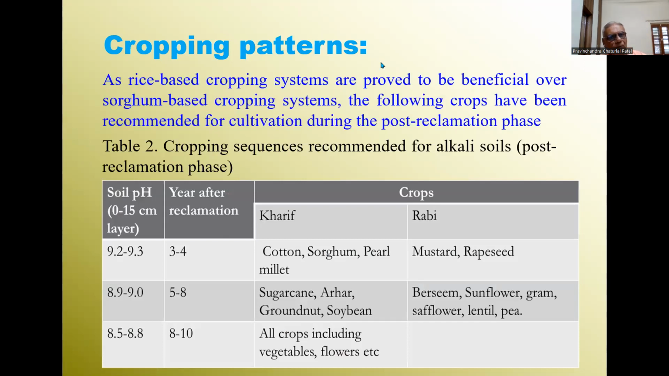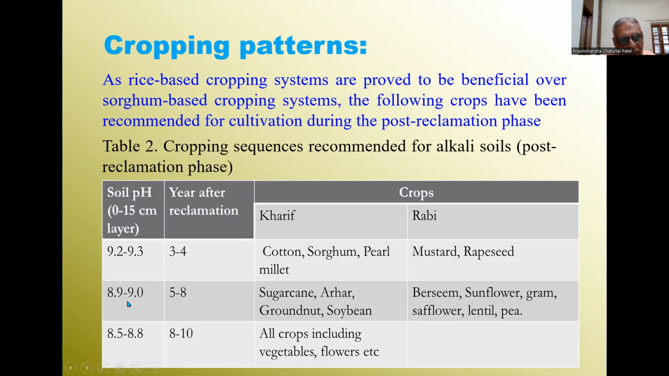Then cropping pattern. A rice-based cropping system has proved to be beneficial over a sorghum-based cropping system. The following crops have been recommended for cultivation during the post-reclamation phase. So this cropping sequence is recommended for alkali soil. Here the soil pH at 0 to 15 centimeters is 9.2 to 9.3. Then we have to grow, the year after reclamation, cotton, sorghum, pulse, millet; in Rabi, mustard or rapeseed.